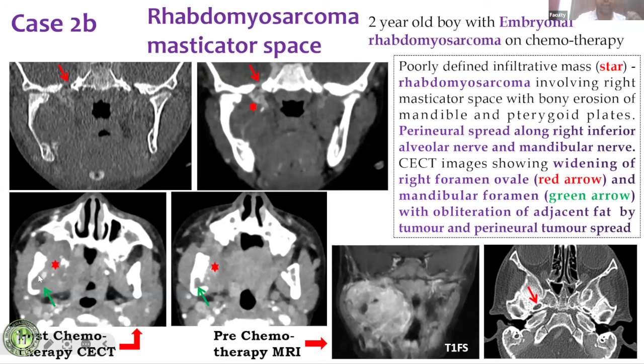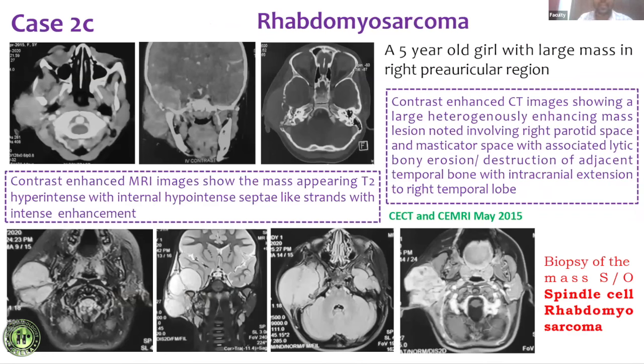You can see there is widening of the right mandibular canal. You can see this soft tissue is extending. There is also widening of the right foramen ovale, and there is enhancement around this. So there is extension along the mandibular nerve as well as the inferior alveolar nerve. So this is the pre-treatment image. This is a very large mass. This is the post-treatment chemo image. There is reduction in the mass lesion, but you can better appreciate this perineural tumor spread. So this is again a parameningeal variety of rhabdomyosarcoma involving the masticator space.